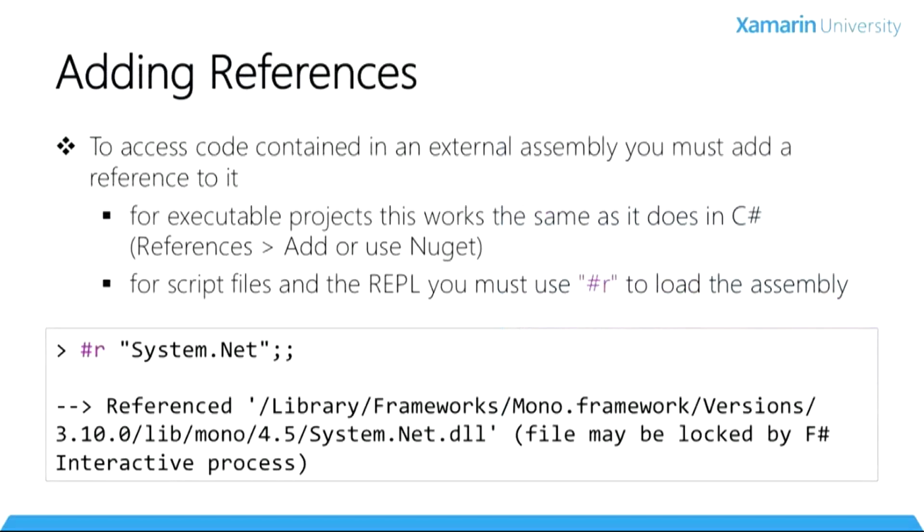F# is a .NET language and it can use any existing assembly that you have access to. Just like C#, you have to add a reference to the assembly in order to access the code within it. With a project, you can just use the references folder and right-click to add references. For script files or when using the REPL, you have to use the #r command to add a reference. You can just supply the name of the DLL and the system will locate it just like the references dialog. Or you can specify the full path if it's not in the GAC or along the assembly path.